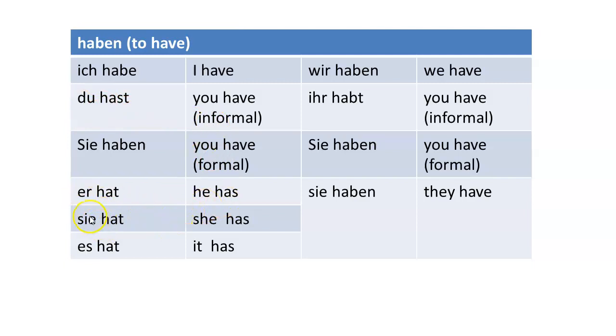Er hat, he has. Sie hat, she has. Es hat, it has. Wir haben, we have. Ihr habt, this is the you, the informal plural. Sie haben, this is you have, also the formal plural. And sie haben, they have. So be sure you've memorized those forms.